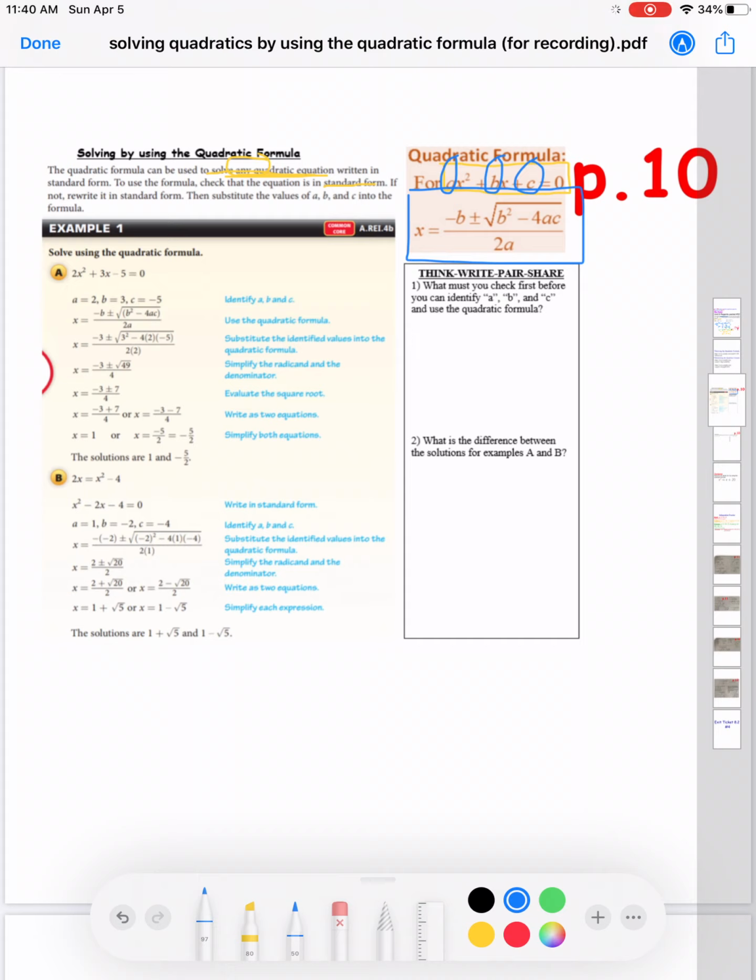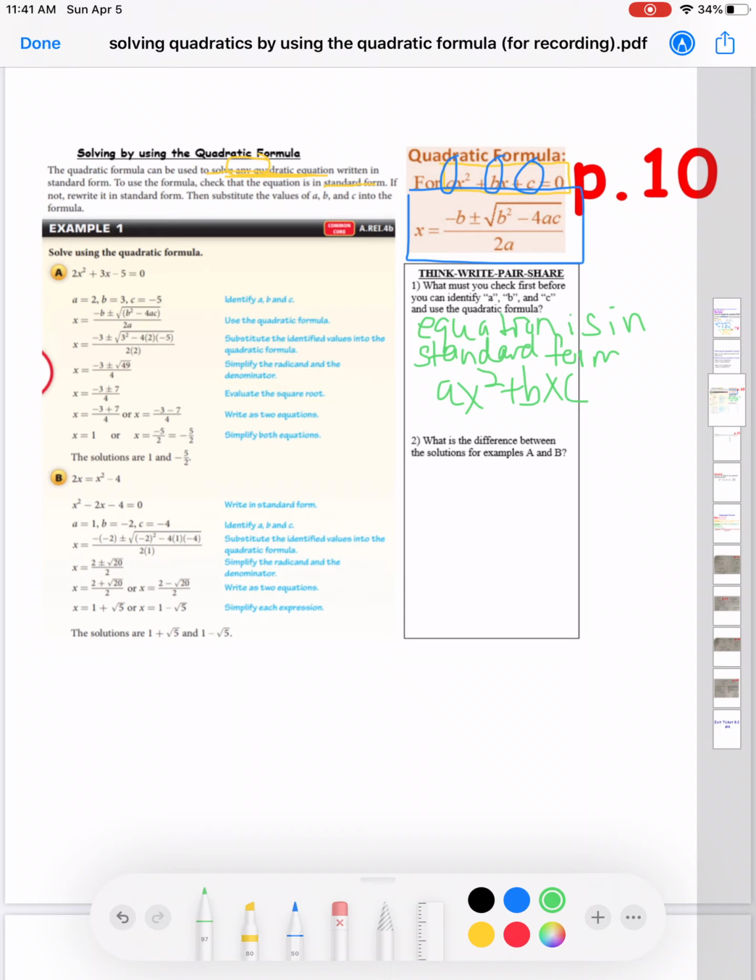Okay, looking at our first question, it said, what must you check first before you can identify A, B, and C and use the quadratic formula? And this, like I said at the very beginning, you must check that the equation is in standard form. So this, notice, is the same first step as when we were factoring, but it's a different first step than when we were completing the square.